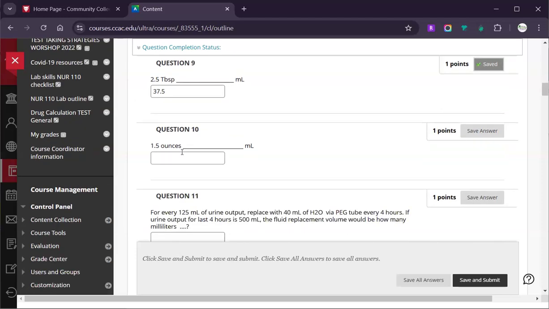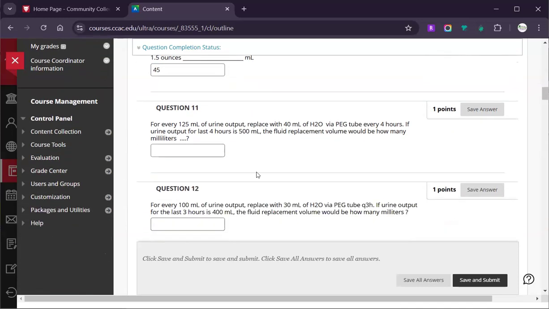All right. Ounces to milliliters. 1 ounce is equal to 30 milliliters. So I'm going to take 1.5 times 30, and I'm going to get 45 milliliters.